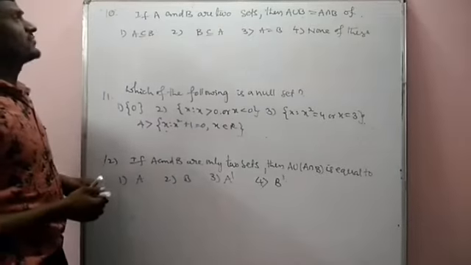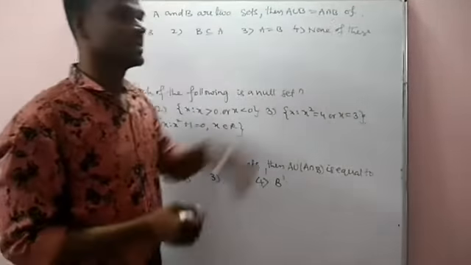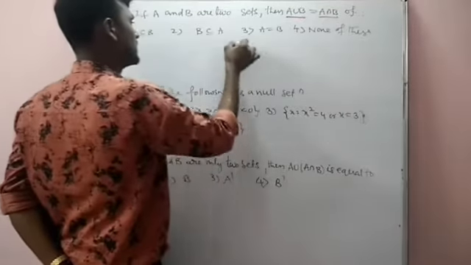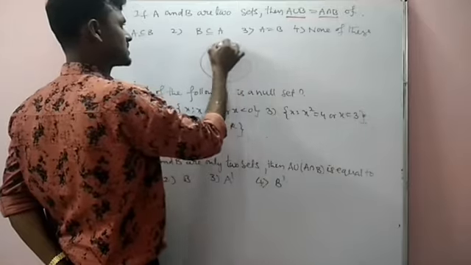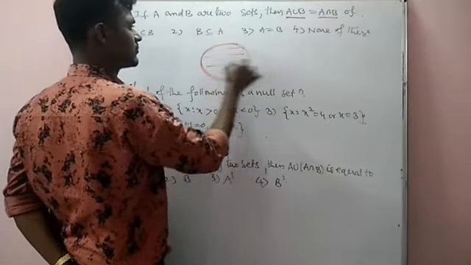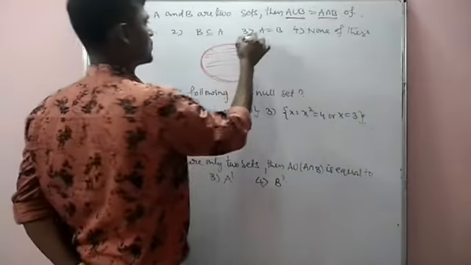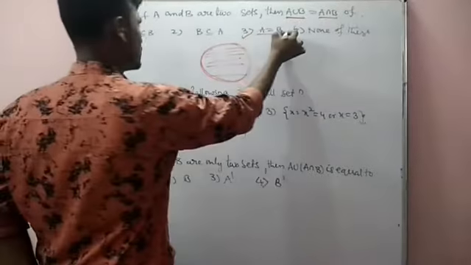Okay, next question. If A and B are two sets, then A union B is equal to A intersection B. When is it possible that A union B is equal to A intersection B? This is one set, and this is another set. Both sets' union and intersection are equal. Equal means A is equal to B only is possible. Then simple question, we have to write A is equal to B.